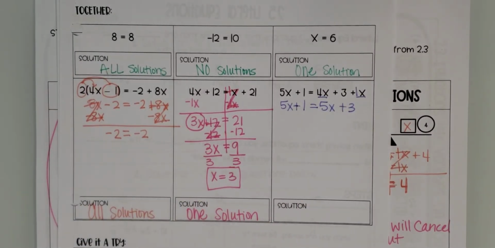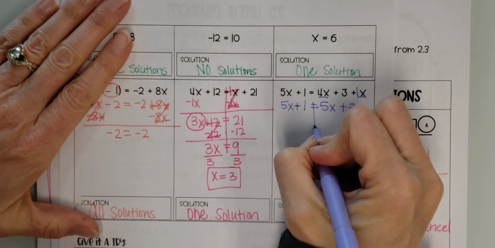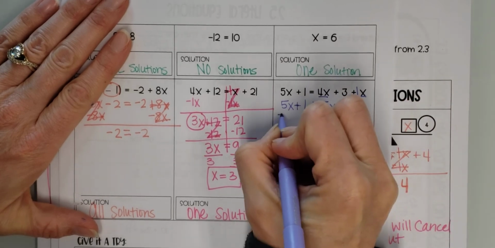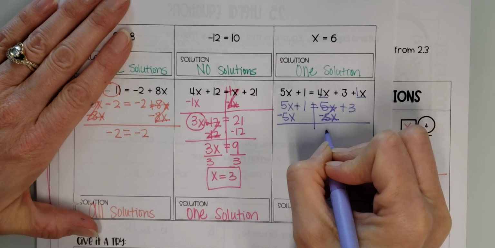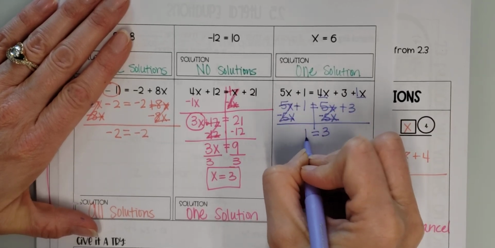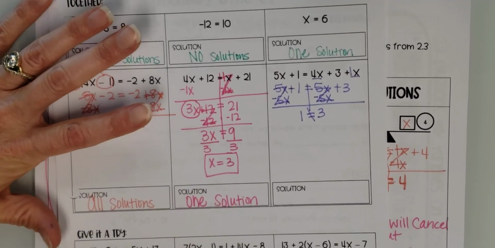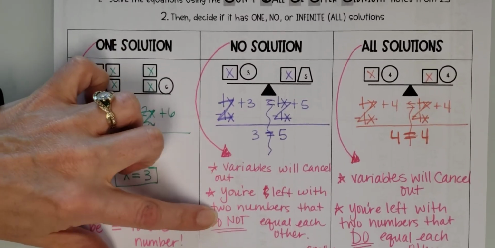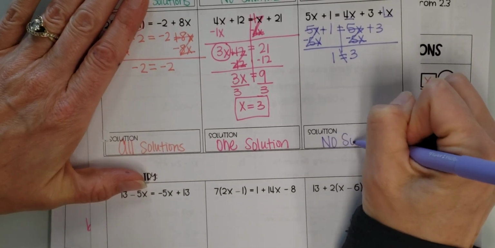Okay. Next step would be to move the variables from one side to the other. So I'm going to move them to the left by subtracting 5x here, which means I have to subtract 5x here. These zero out, and I'm left with 3. And these zero out, and I'm left with 1. And 1 does not actually equal 3. So because my variables canceled out, and I'm left with numbers that do not equal each other, this one has no solution.